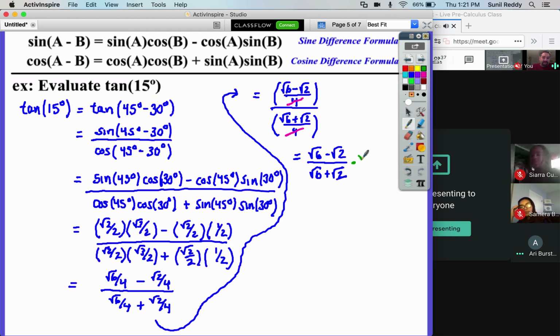We're going to multiply by the conjugate. If you go back to Unit 2 when we simplified dividing radical terms, I'm going to rationalize the denominator by multiplying top and bottom by the conjugate of the denominator.